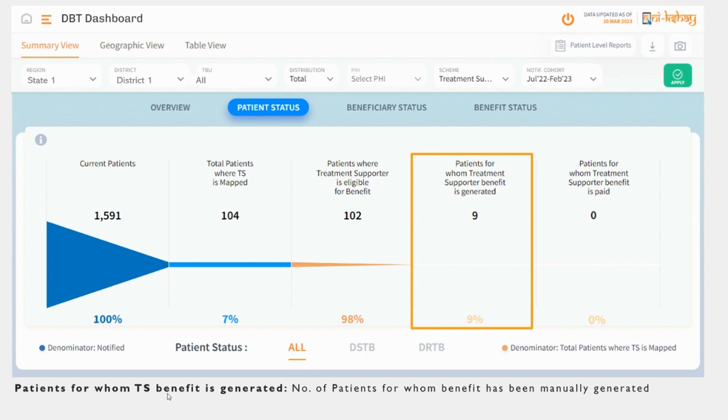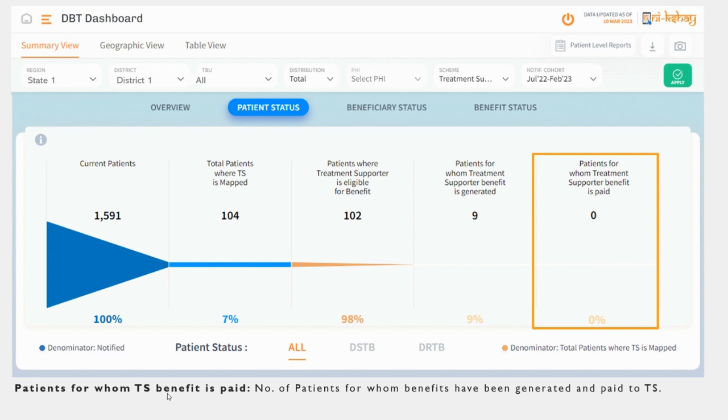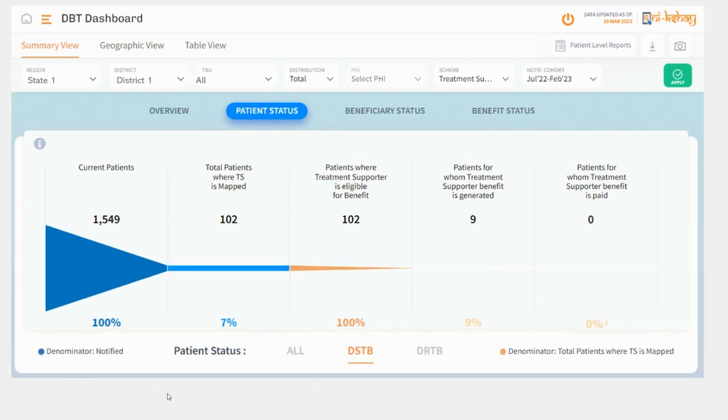The next indicator of 9 patients is the count of patients for whom treatment supporter benefit has been generated in NIKSHAY. The next indicator is the count of benefits paid. Since the count is 0, it means that none of the benefits have been successfully paid. The next funnel chart provides the same set of indicators specifically for the DSTB patients.